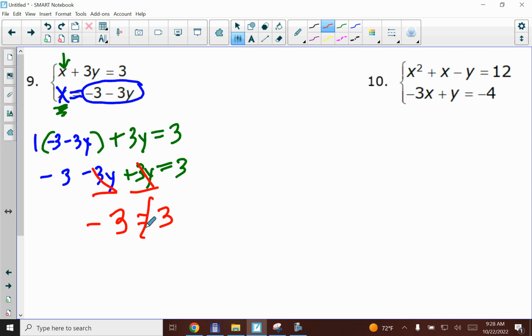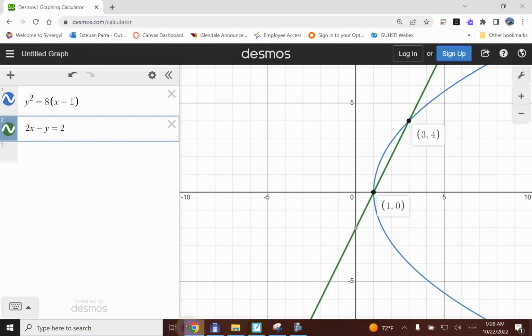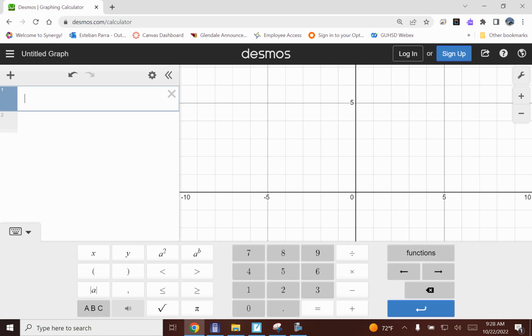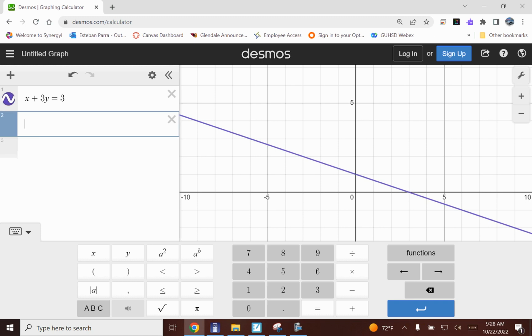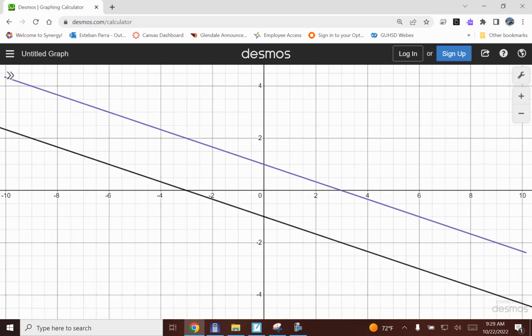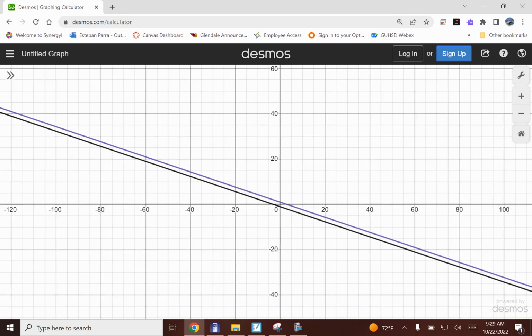Here's what's happening. Let's go into Desmos so we can investigate this a little bit further. If I look at the graphs, my goal is to find where they cross. So one of the equations was x plus 3y equals 3. So it's just a plain, simple line. And the second one says x equals negative 3y minus 3. So if I get this stuff out of your way so you can see, even if I zoom out, you're going to see that these lines run right beside each other forever. So in other words, they're parallel.